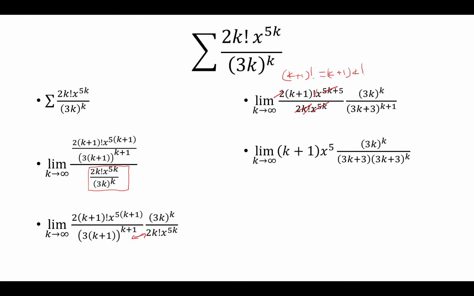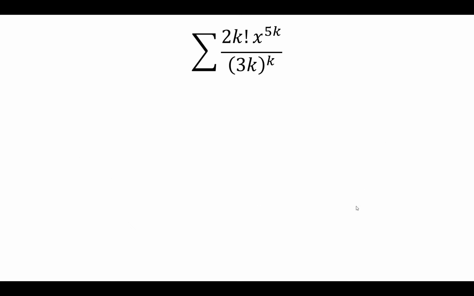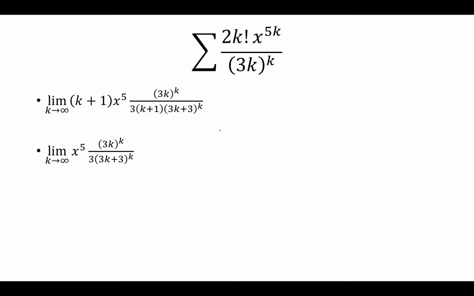And then over here, 3k plus 3 raised to the k plus 1 power is just 3k plus 3 times 3k plus 3 to the kth power. So I just broke this out into 2. Because now I can factor out a 3 here, and then that's going to cancel with a k plus 1. Okay. So now this third will come outside, and then I can bring 3k over 3k plus 3 under the power of k, since they both share the kth power.